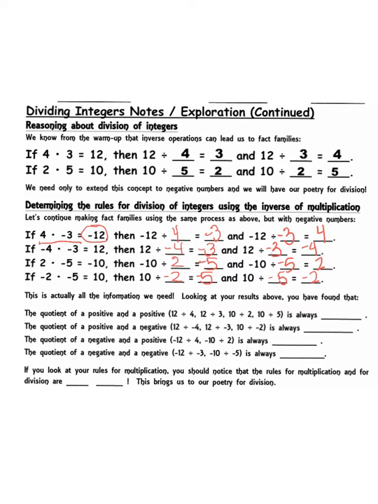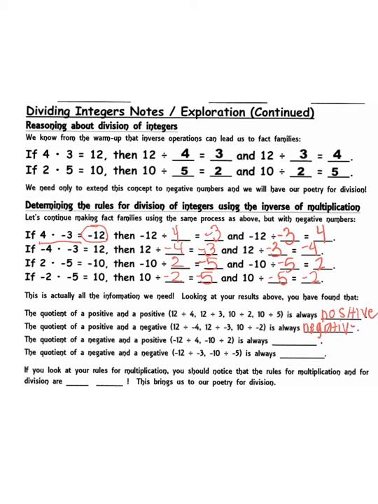This is actually all the information that we need, and we can look at the results above, and we should be able to figure out that the quotient of a positive and a positive is always positive. You've been doing that since you learned division the whole time. So you should know a positive divided by a positive is always positive. The quotient of a positive and a negative number is always going to be negative.